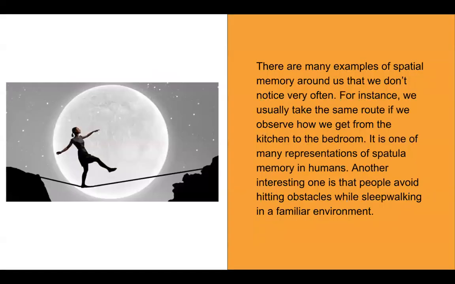There are many examples of spatial memory around us that we don't notice very often. For instance, we usually take the same route if we observe how we get from the kitchen to the bedroom. It is one of many representations of spatial memory in humans. Another interesting one is that people avoid hitting obstacles while sleepwalking in a familiar environment, of course.